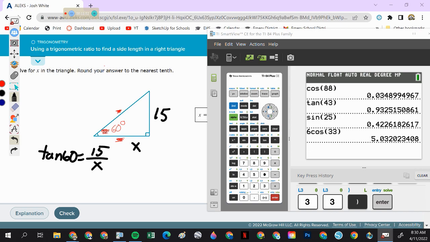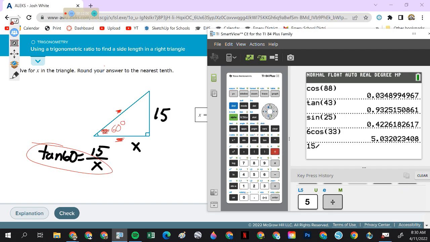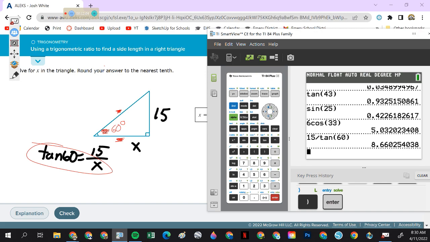Is that a multiply or a switch problem? A switch problem. So I switch places with those. And we have 15 divided by the tangent of 60. And the answer is 8.6.